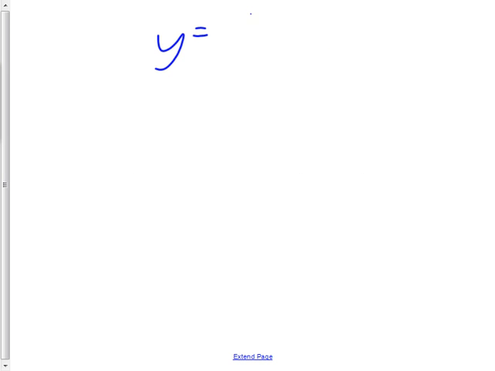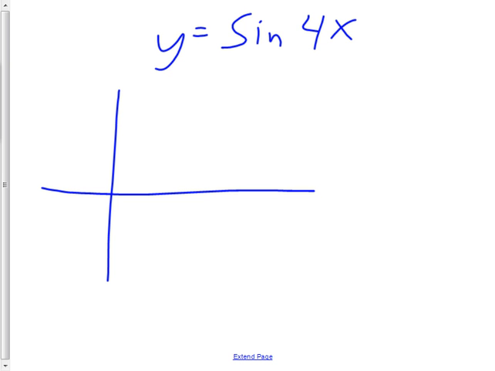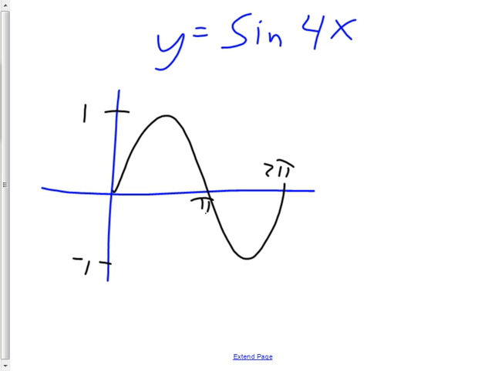Y equals sine of 4x. So make a quick sketch of sine. This should get faster and faster as you get good at it. See how fast? 1, -1, 2 pi, pi over 2, sorry, not pi over 2, 2 pi, pi over 2 goes here, and 3 pi over 2 goes here. Okay, there. You'll get fast at those.